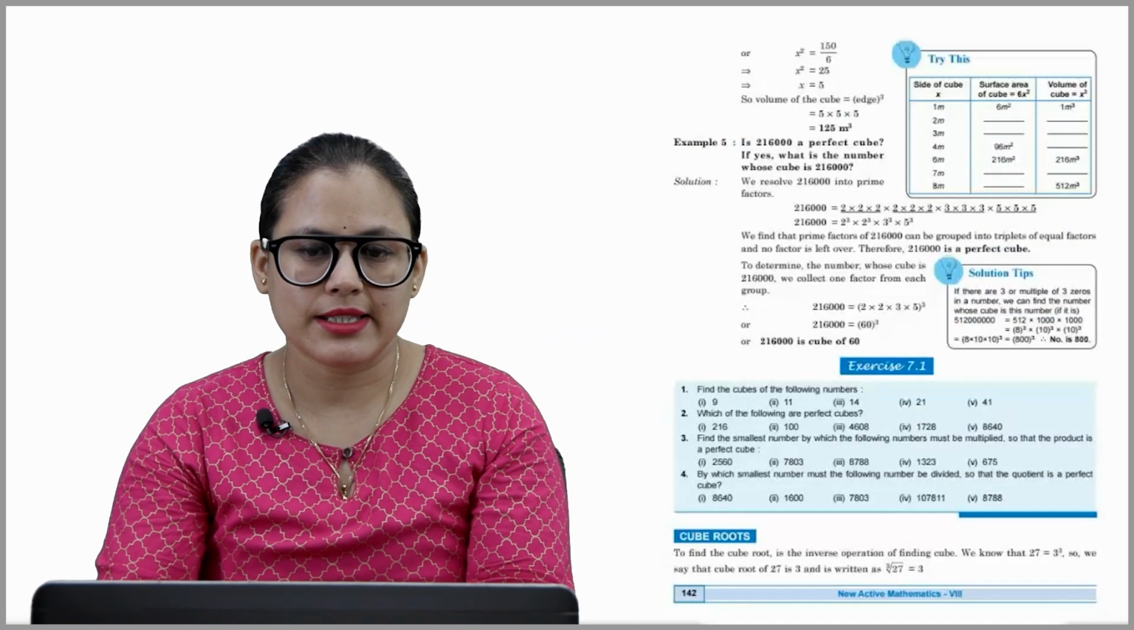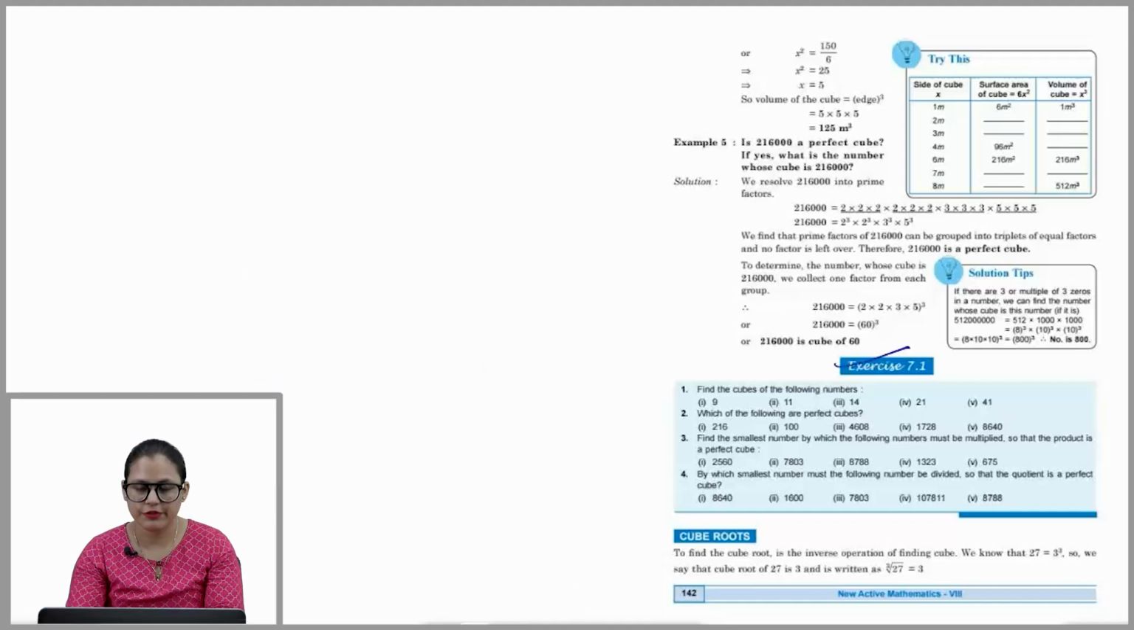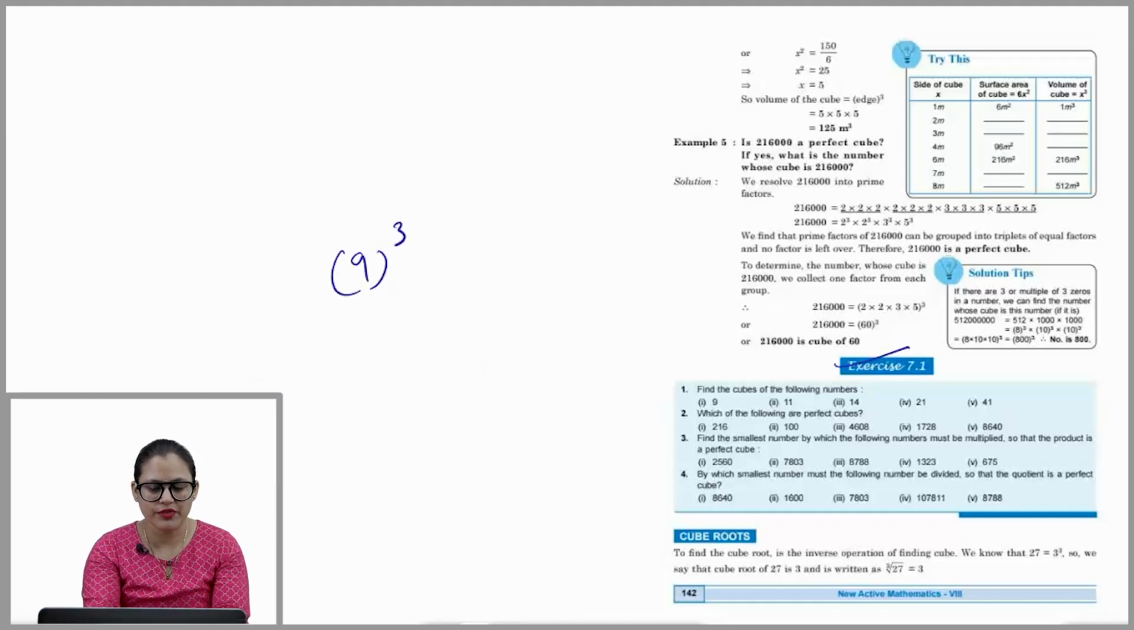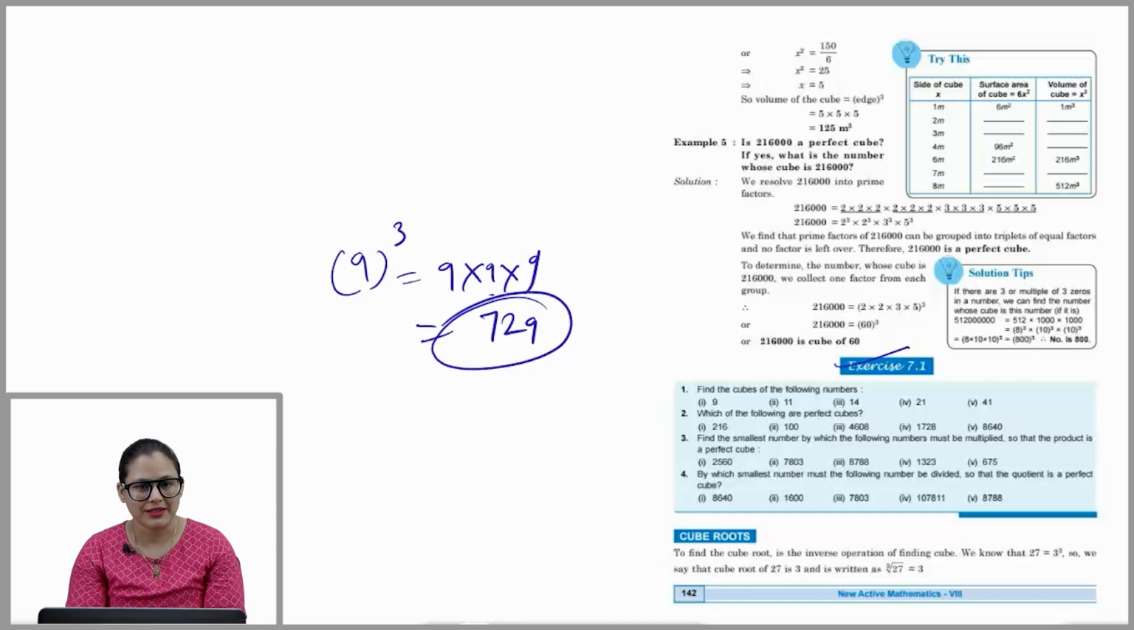Let's do exercise 7.1. Find the cubes of the following numbers. Okay, you can easily find out. Cube of 9 is 9 into 9 into 9. 9 into 9, 81. 81 into 9 is 729. So, the cube of 9 is 729, right?